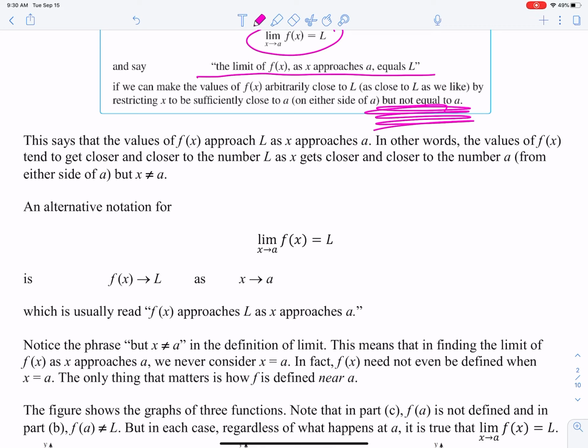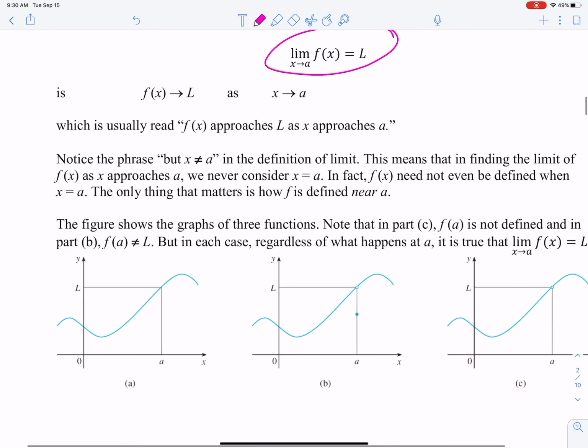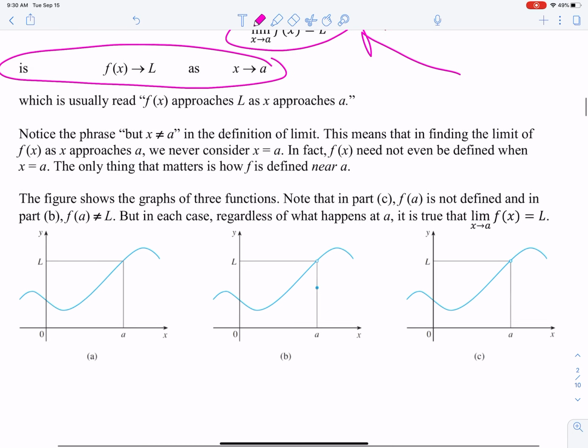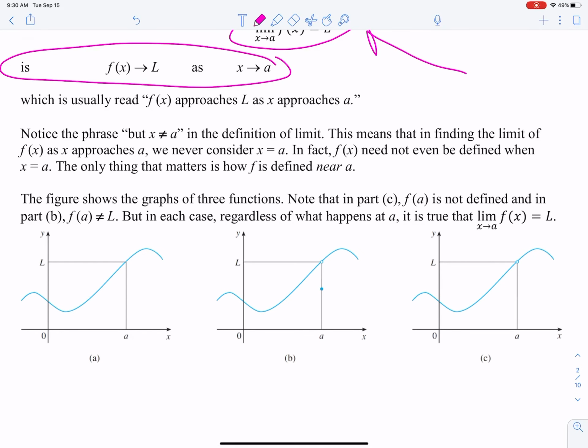All right. So this says that the values of f of x approach that limiting value as x approaches a. In other words, the values of f of x tend to get closer and closer to the number L as x gets closer and closer to a from either side. Again, very important, but not where x equals a. Okay? Again, there's the notation: the limit as x approaches a of your function equals L. And this is just an alternate notation, but this is the one you will see the most throughout this class and future calculus classes.